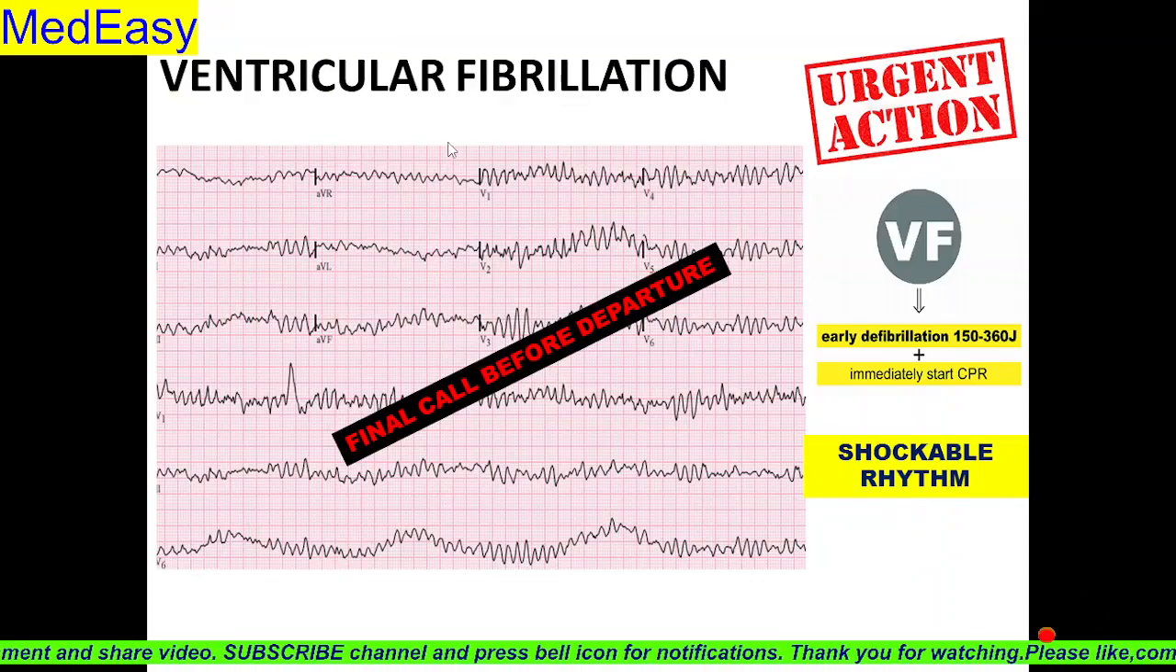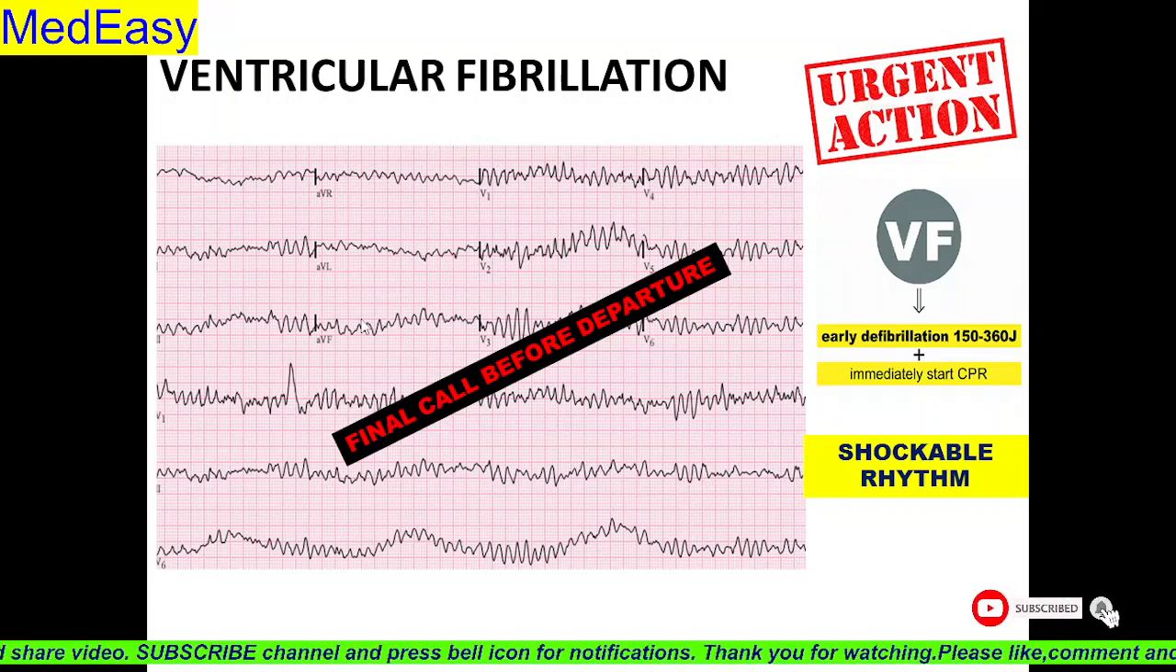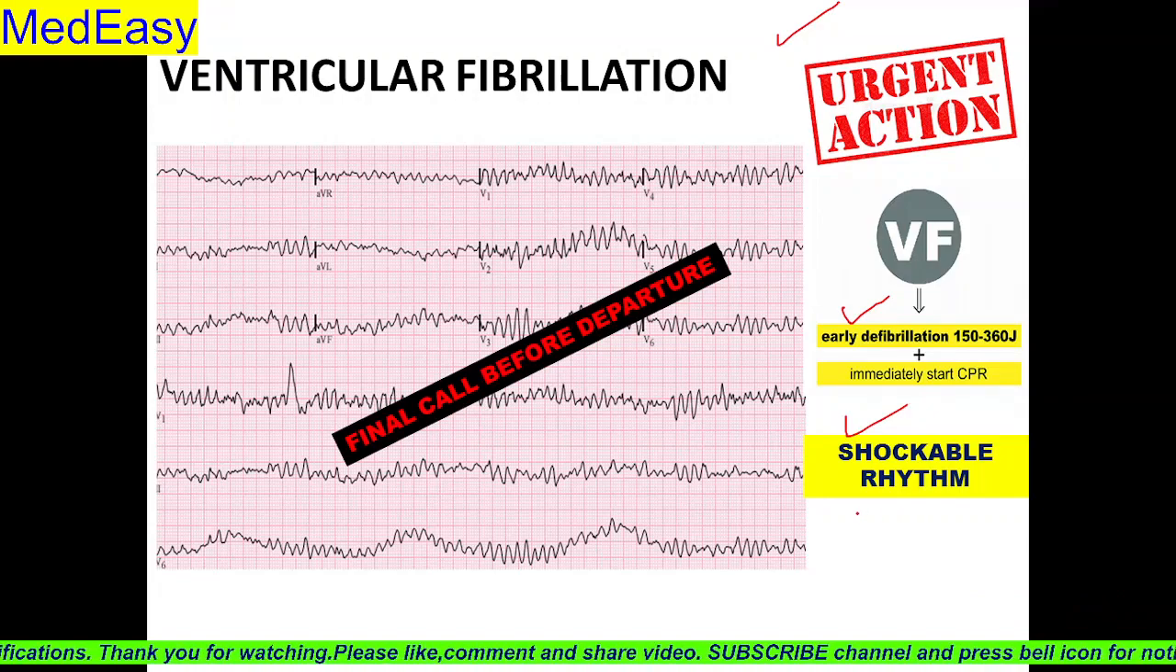This is ventricular fibrillation. This is a very important and very dangerous situation. It is a final call before departure, and urgent action is required in case of ventricular fibrillation in the form of early defibrillation, unsynchronized defibrillation. Then you also need CPR, and this rhythm is a shockable rhythm. Remember, this is a completely chaotic, irregular and disorganized ventricular contraction, and immediate urgent action is required in such patients. Okay.